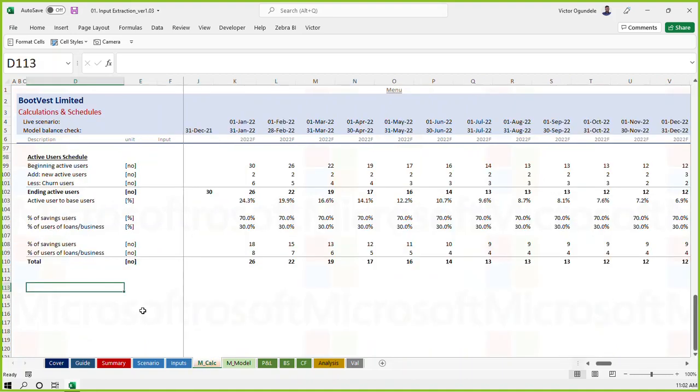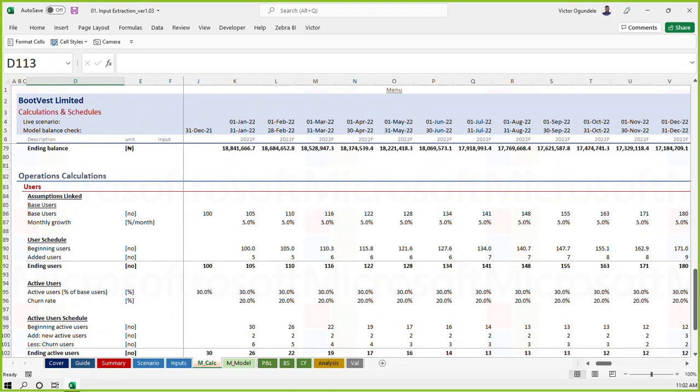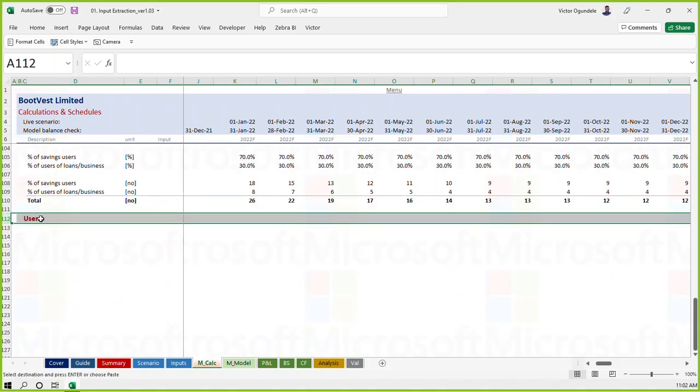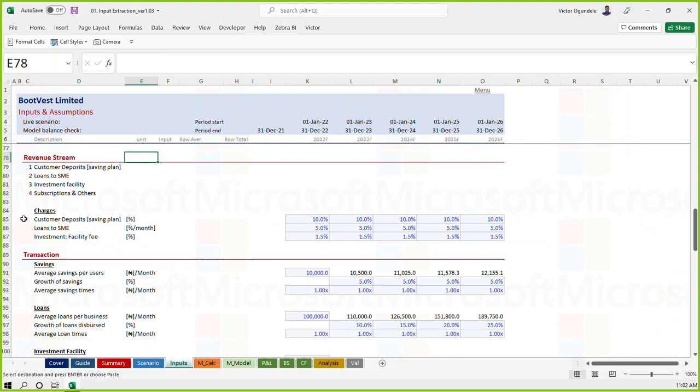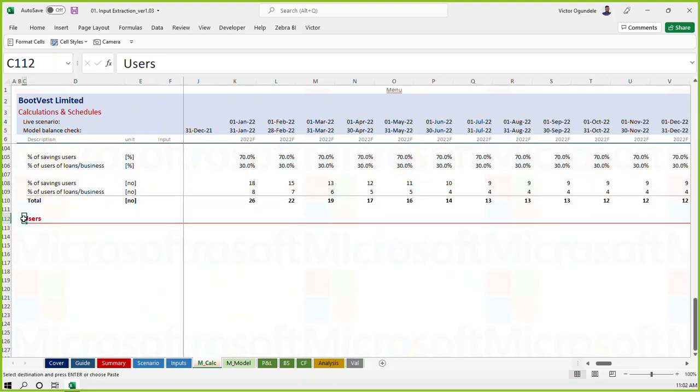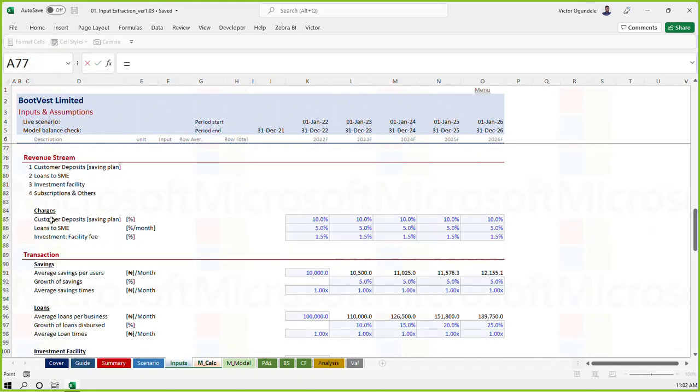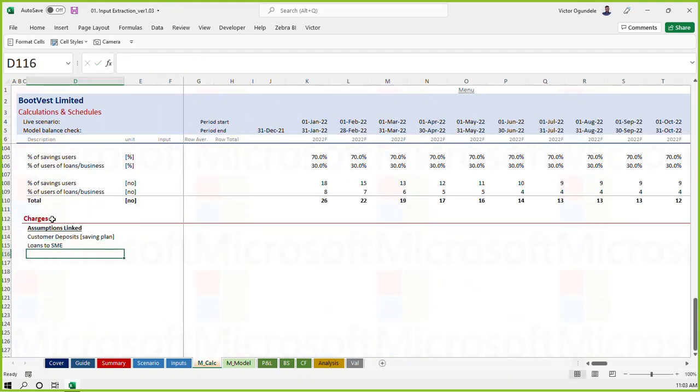So let me come straight to our calculations where we stopped. This is for our users. Let me copy these headings and paste them here, and we call this our charges. Let me call this assumption linked. And remember, we were trying to work smart. So let me just type equal to. We need our customer deposits, loans to SMEs, and also investment facilities.